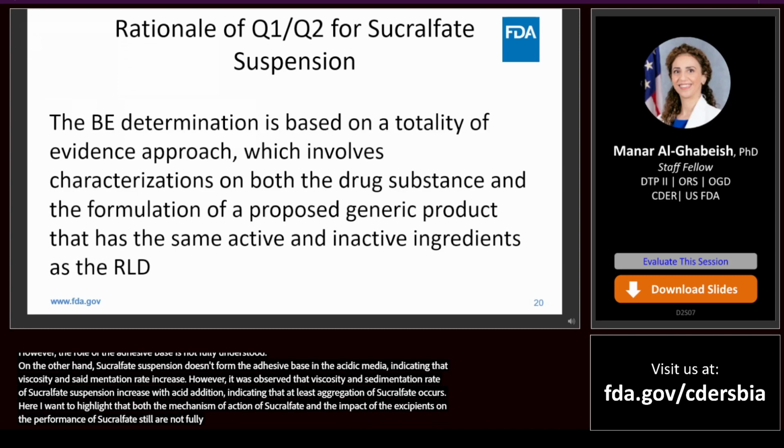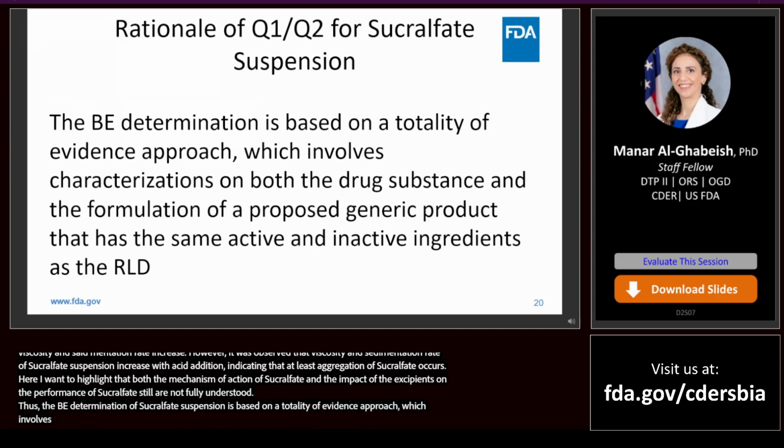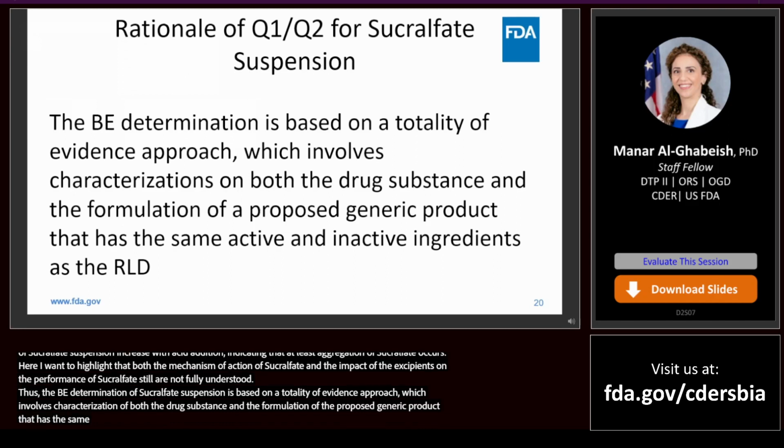Thus, the BE determination of sucralfate suspension is based on a totality of evidence approach, which involves characterization of both the drug substance and the formulation of the proposed generic product that has the same active and inactive ingredients as the RLD.